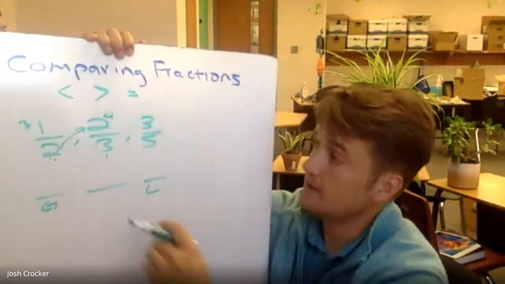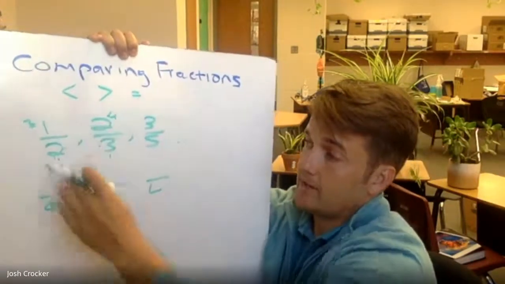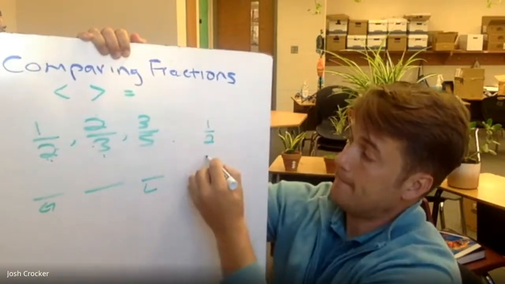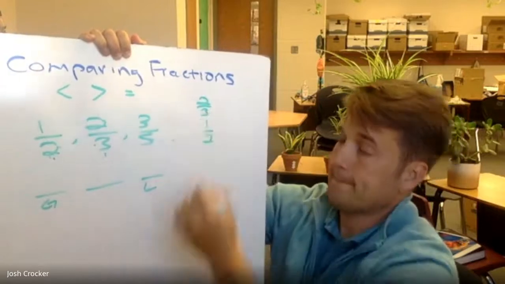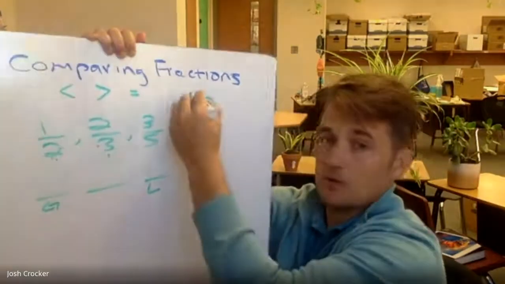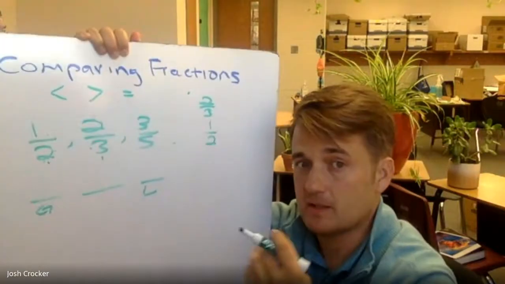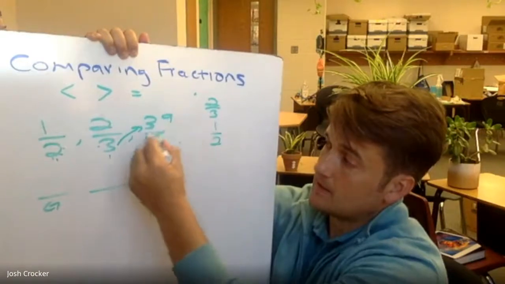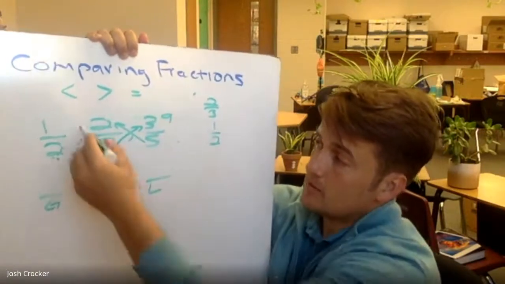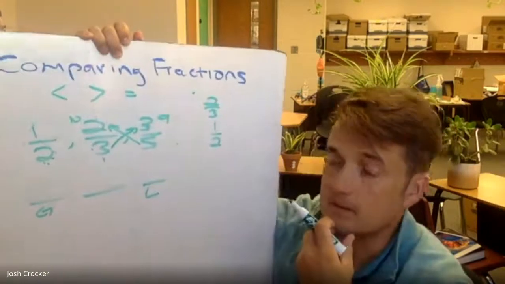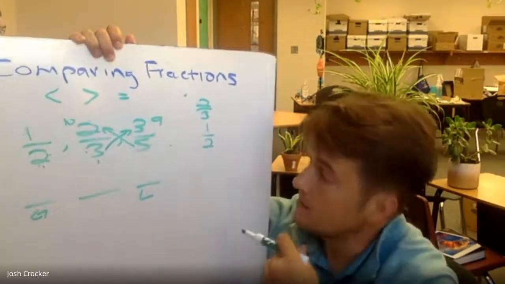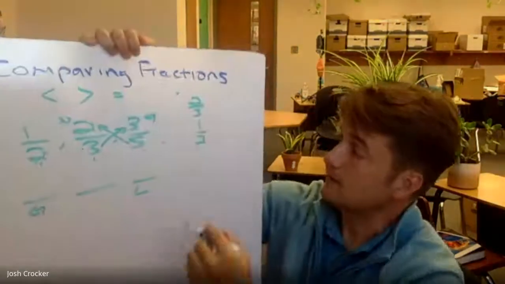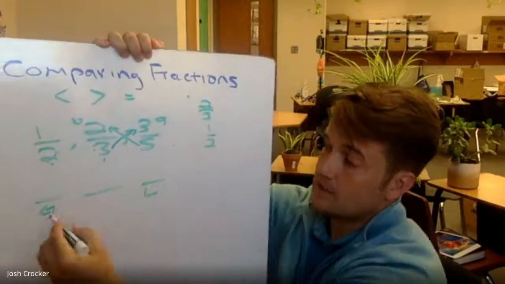1/2 is less than 2/3, so the least is at the bottom and 2/3 has to be more. Now I need to know about these. 3 times 3 is 9. 5 times 2 is 10. So 2/3 is also more than 3/5. 2/3 is definitely my most.